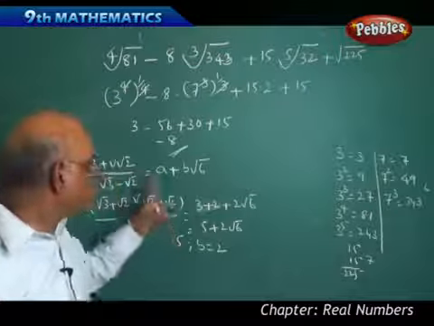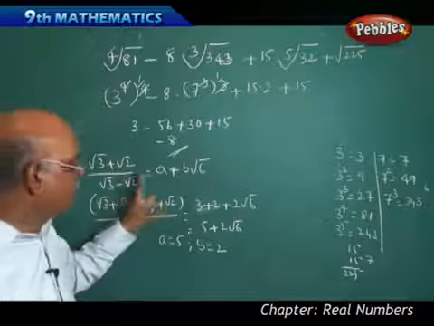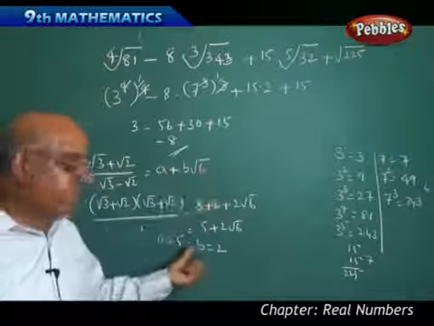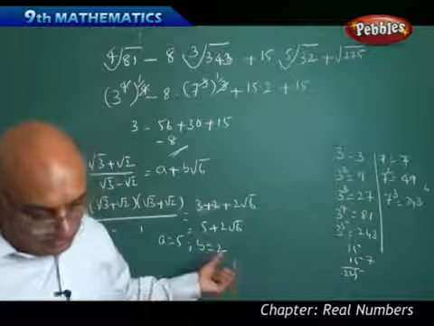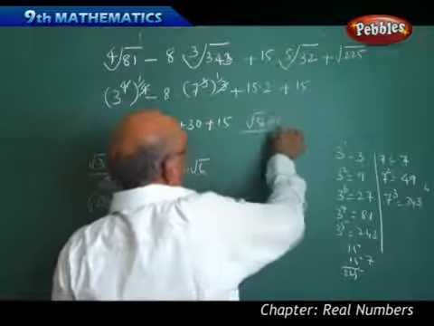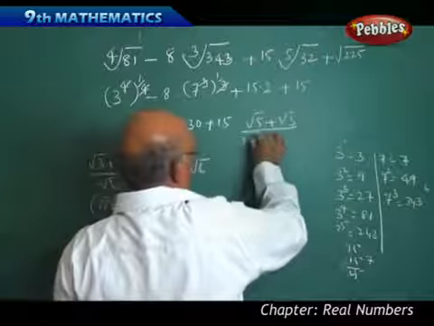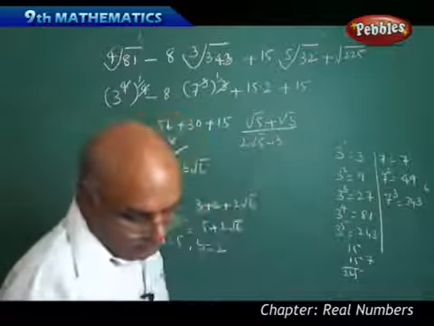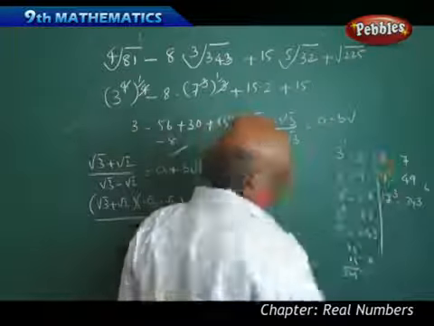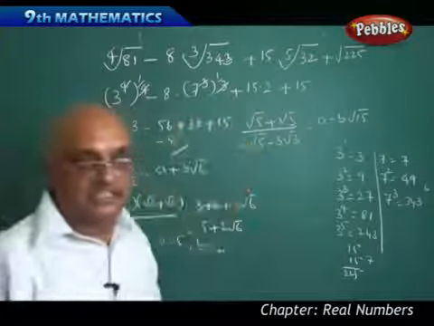Therefore, we can say that (root 3 plus root 2) by (root 3 minus root 2), if we rationalize it, we are going to get it in the form of 3 plus 2 plus 2 root 6, then comparing, a equal to 5 and b equal to 2. Suppose I have like this, (root 5 plus root 3) divided by (2 root 5 minus 3 root 3), equal to a minus b root 15. I want to find out what the a and b values are going to be.